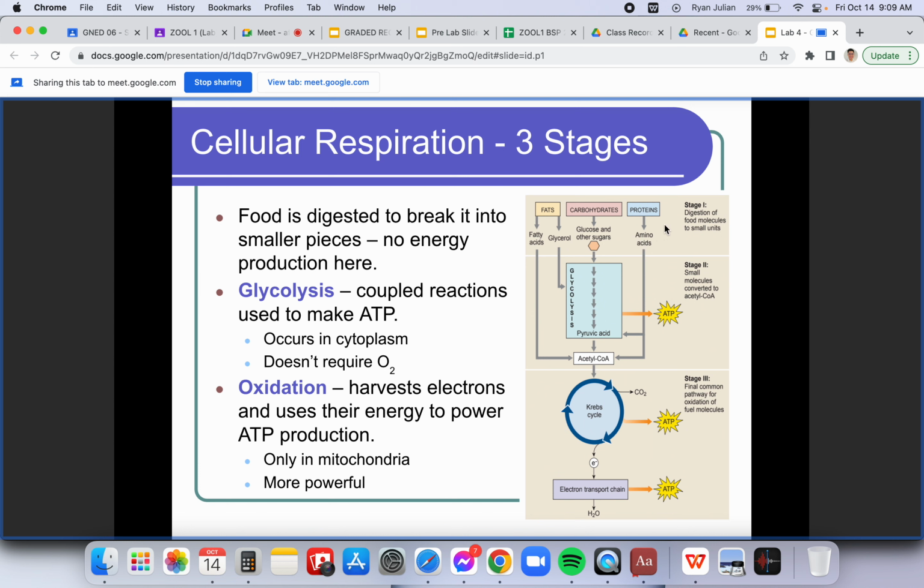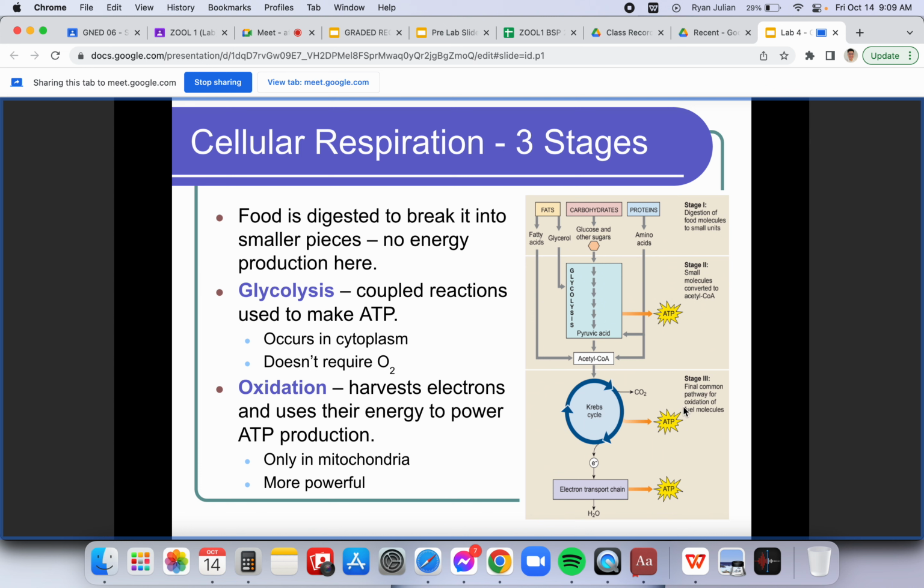These converted molecules will then be utilized in glycolysis, and transported as pyruvic acid to be utilized in the Krebs cycle. That is why in stage 2, small molecules are converted to produce acetyl-CoA, which is responsible for giving rise to the Krebs cycle process that I will be talking about later on.